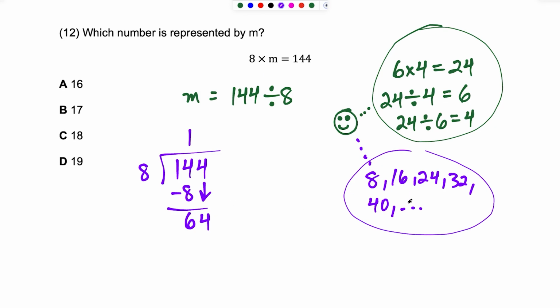If I were to continue the list, so we have 48, and then we have 56, and then we have 64. This would tell us 64 divided by 8 divides nicely, and we get 8. Okay, so 64 divided by 8 is 8. If we do 8 times 8, we get 64, and this tells us we have no remainder. Okay, so 144 divided by 8 is equal to 18. So choice C is our answer.